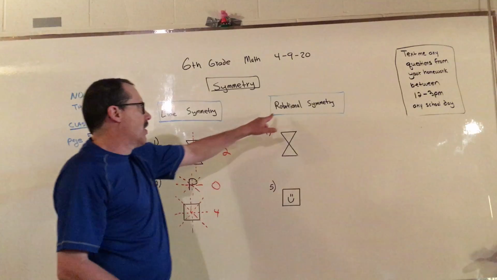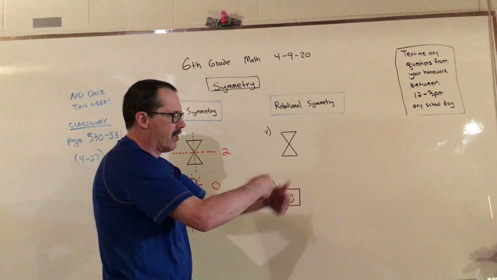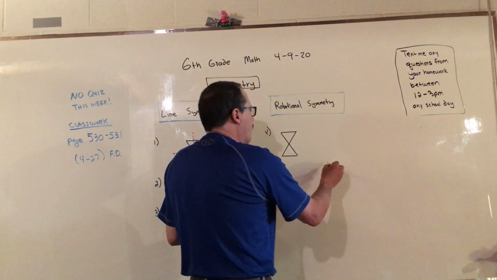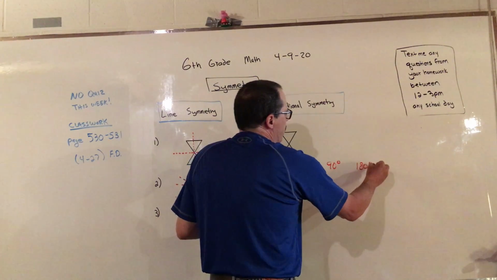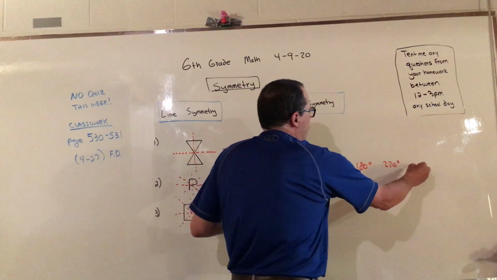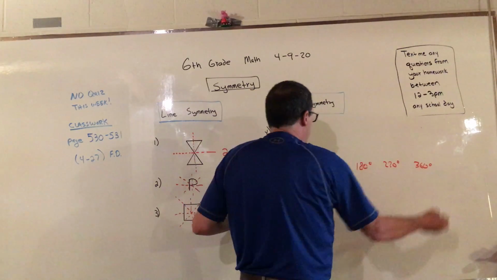Okay, so let's start the rotational symmetry. Rotational is where you turn it like a wheel and flip it. So we're going to flip it 90 degrees, 180 degrees, 270 degrees, and then we'll flip it even back to where we started, 360 degrees.